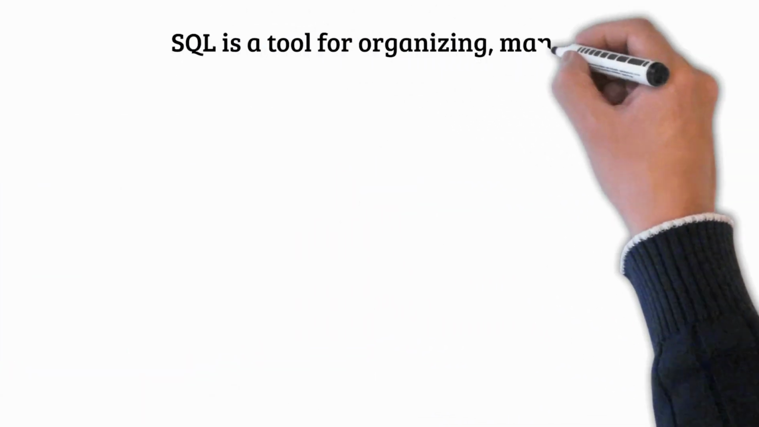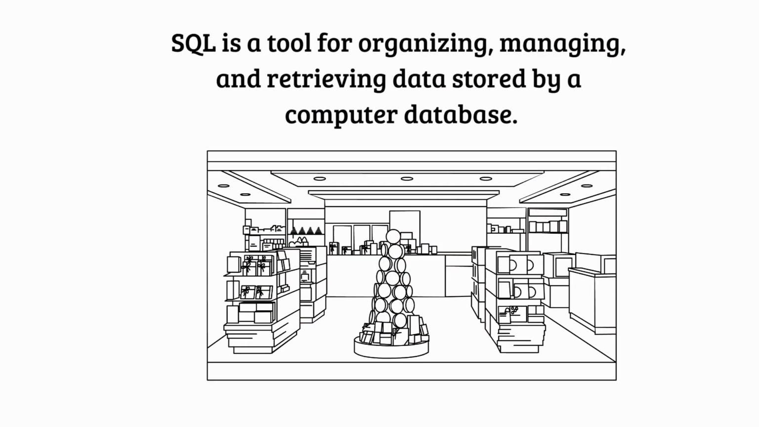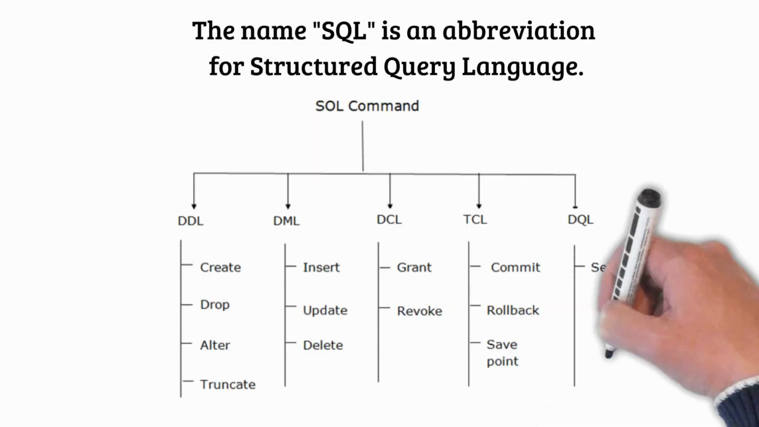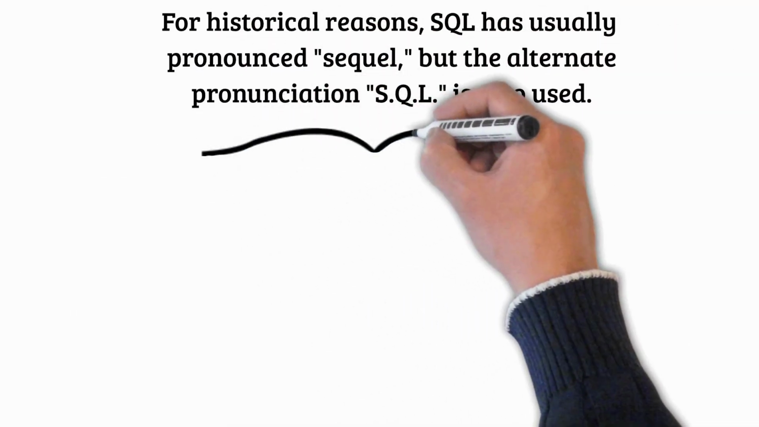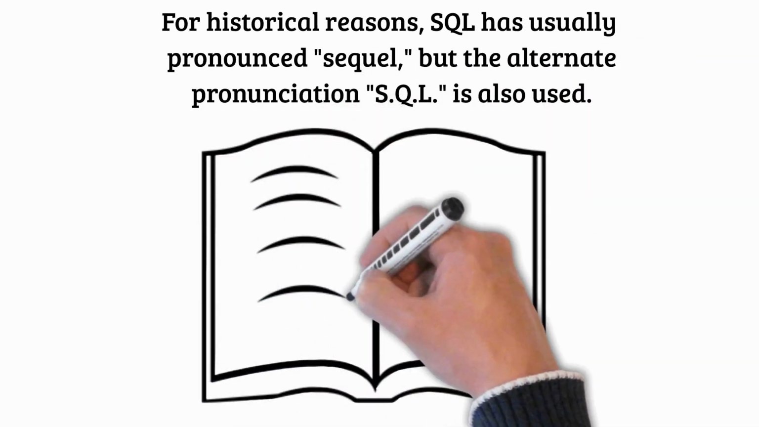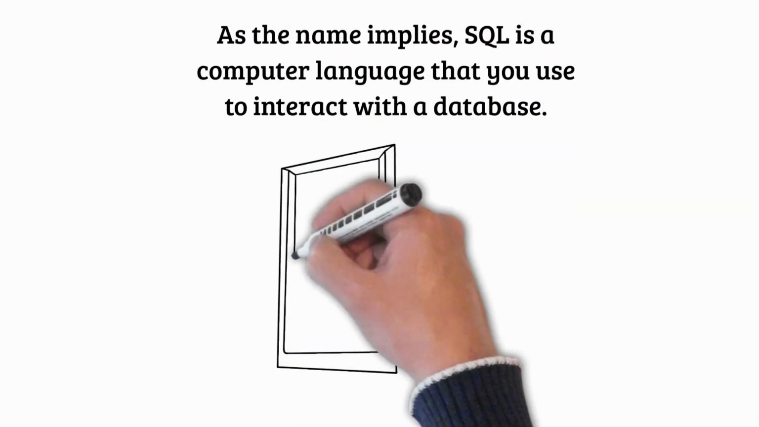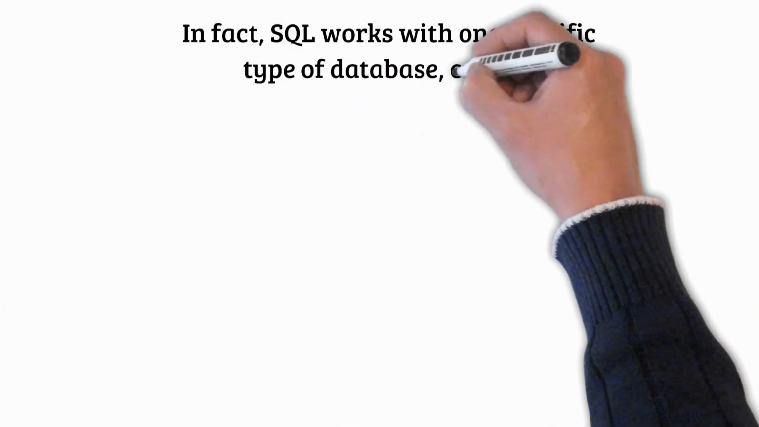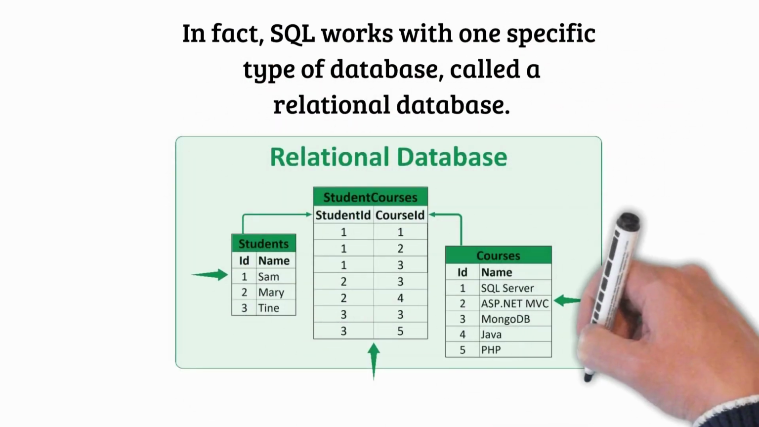SQL is a tool for organizing, managing, and retrieving data stored by a computer database. The name SQL is an abbreviation for Structured Query Language. For historical reasons, SQL has usually been pronounced "sequel," but the alternate pronunciation, "S-Q-L," is also used. As the name implies, SQL is a computer language that you use to interact with a database. In fact, SQL works with one specific type of database called a relational database.